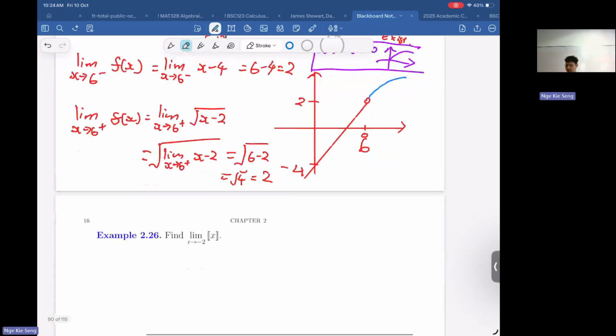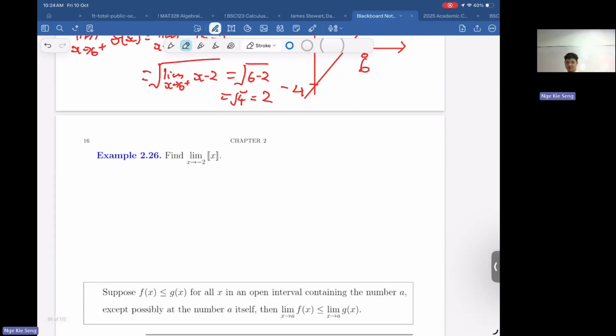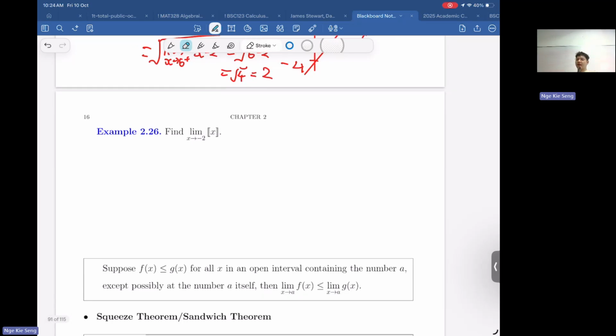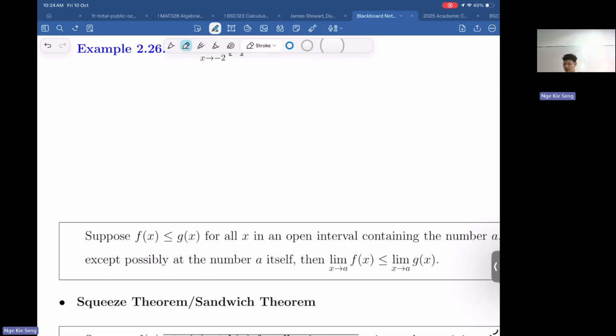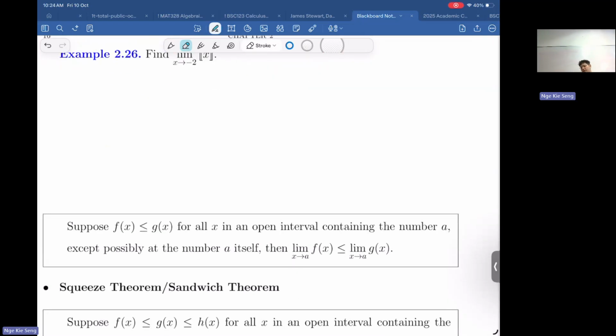Oh, okay, so please do 2.26 as well. This is the double bracket x, which is the greatest integer less than or equal to x. Another property of limit: if you know that g(x) is greater than or equal to f(x) around the open interval that contains a, except possibly at a itself. A itself can be anything. We don't care actually. What we care about is around a. Around a is very important.